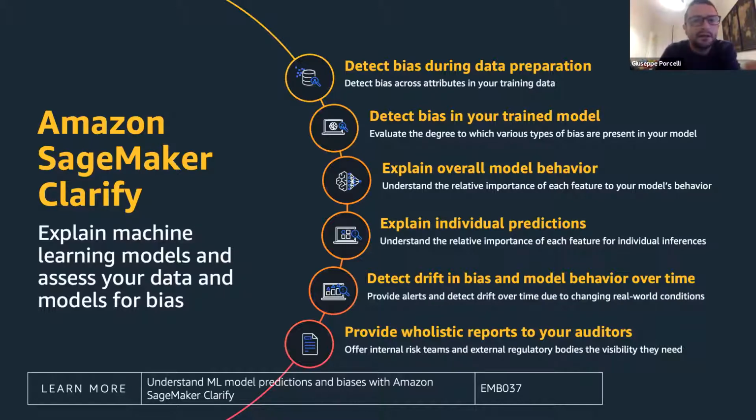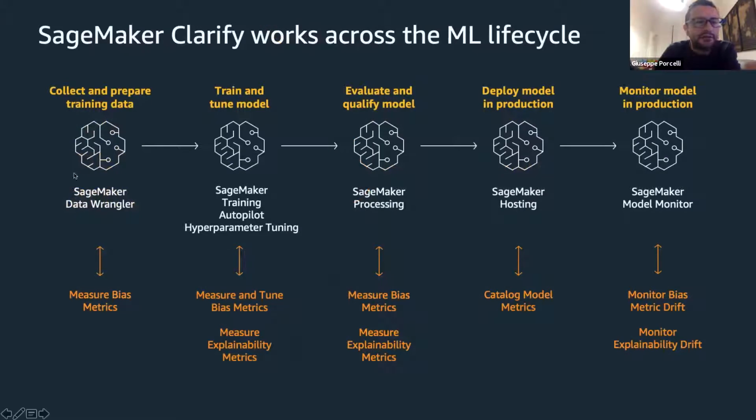How is it doing this? Well, as I said, it's integrated with all the sub-services of SageMaker. So in the multiple phases, pre-training bias is detected with a number of functionalities that we have added to SageMaker Data Wrangler. The post-training bias can be detected by a number of functionalities that are run after training. So you run a processing job after training to detect the post-training bias and to measure the explainability. And it's also integrated with real-time hosting to get the feature importance of an individual prediction.